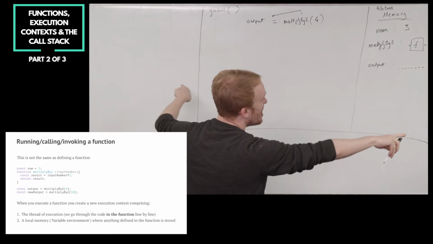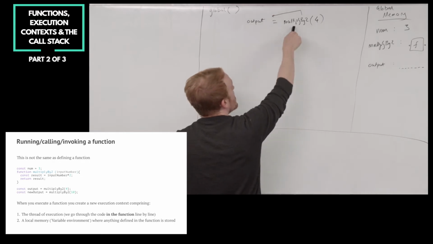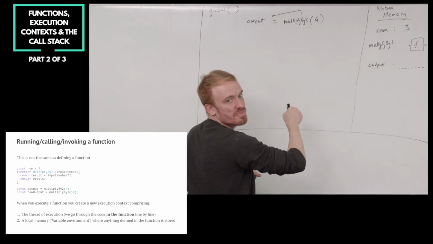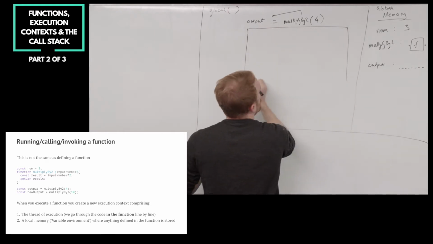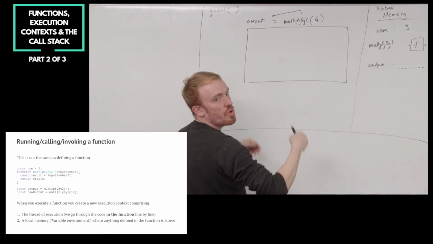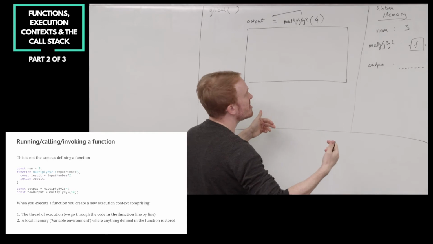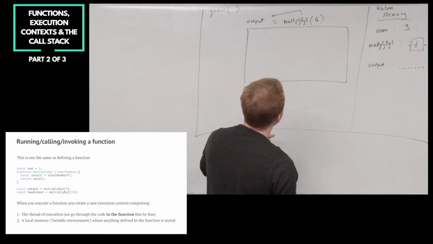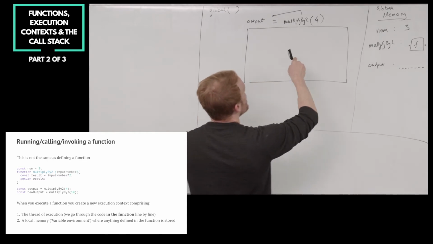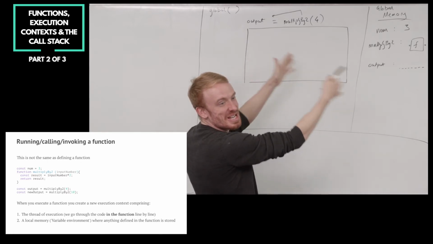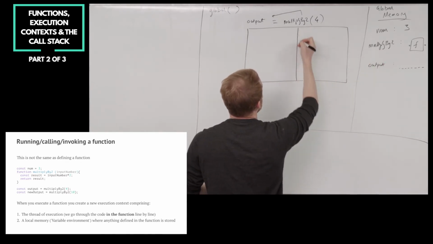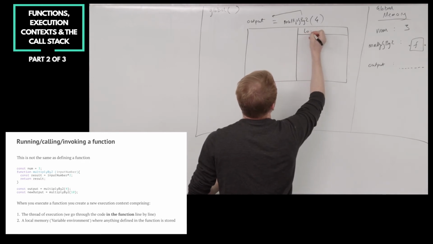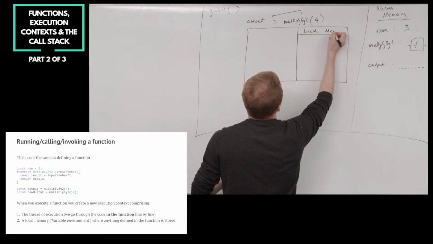Just like we did for our overall code, now for the function code, the code inside that function multiply by 2, we're going to create what is called a function level or local execution context. Let's call it local, because it's a little nearby, not big like global. A local execution context. There it is.